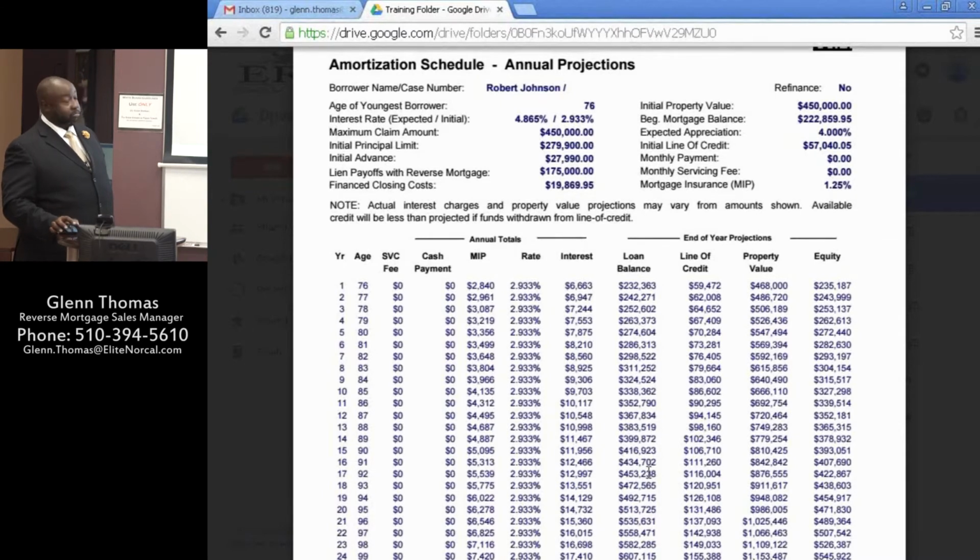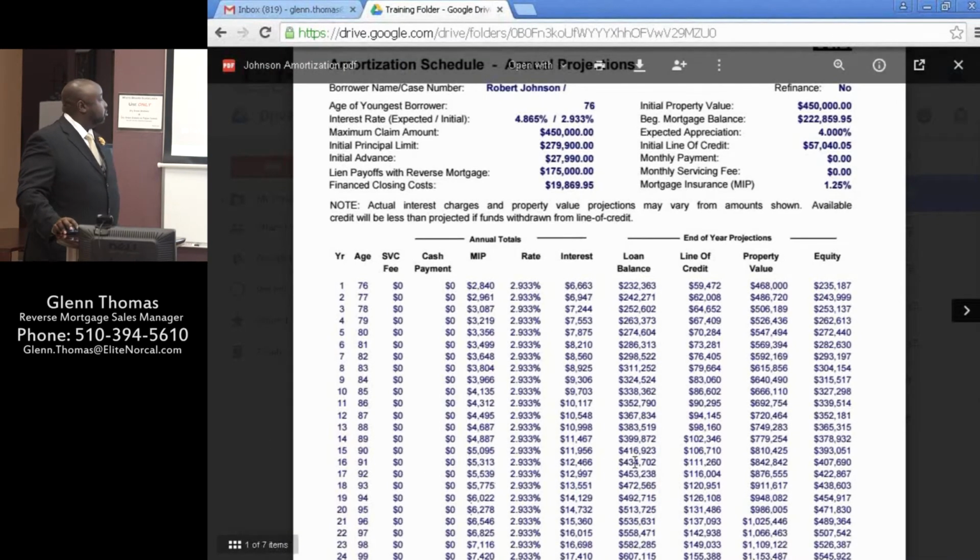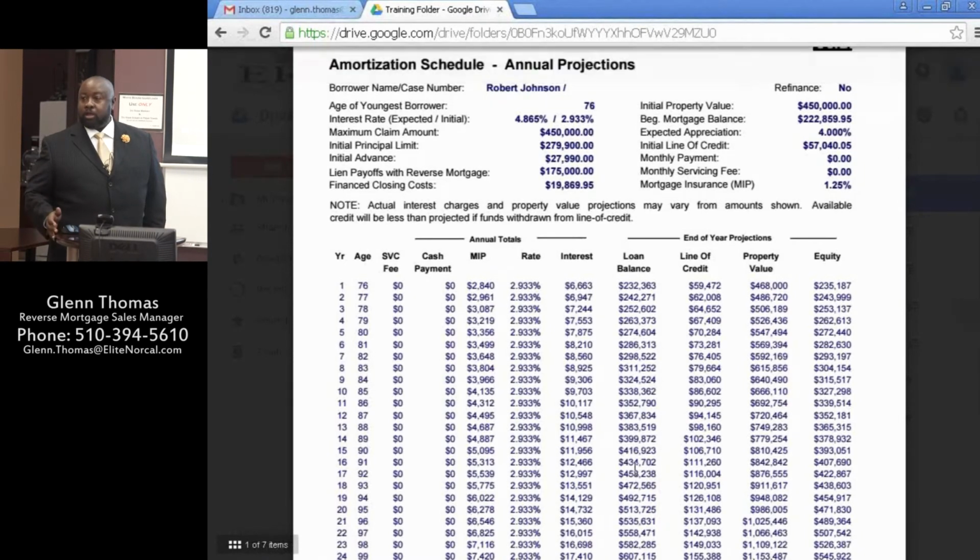I mean, this is a morbid view of it, but let's say you come back from the doctor's office, you're 92, and he says, I'm sorry, you have 6 months to live. All right, you haven't touched your line of credit. Your house is still at $450,000, you owe $453,000. You have nothing else to leave your heirs. They got $3,000 debt.